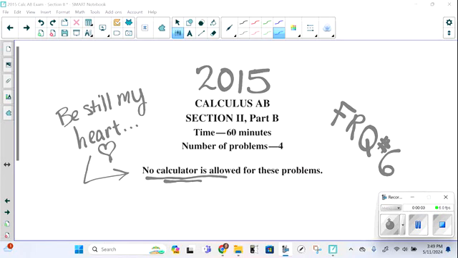And it's all come down to this. The final question for the 2015 AP Calculus AB exam. Let's do this. Be still my heart. We don't get a calculator, but we do get to use our brains, and that's all we really need to know. So, let's destroy this problem and go have a drink, shall we?